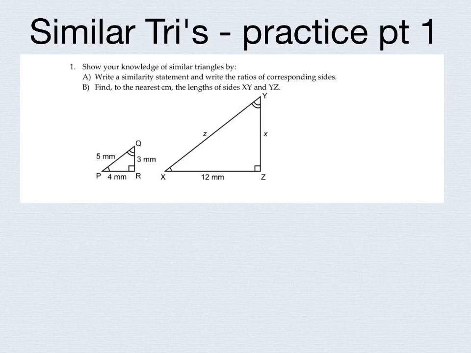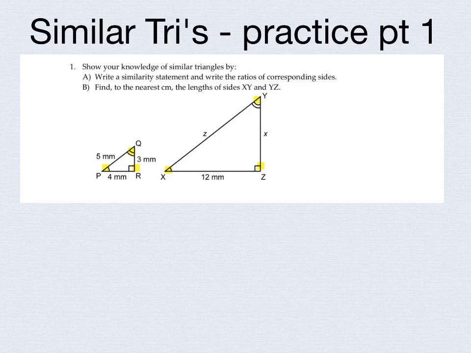Question 1 says, write a similarity statement and write the ratios of the corresponding sides. First of all, you should look at this diagram and recognize you've got an equal angle, equal angle, equal angle, equal angle. Therefore, you have 3 sets of equal angles. If that's the case, then these triangles have the same shape. If they have the same shape, they are similar.